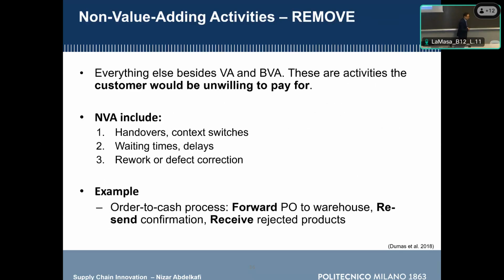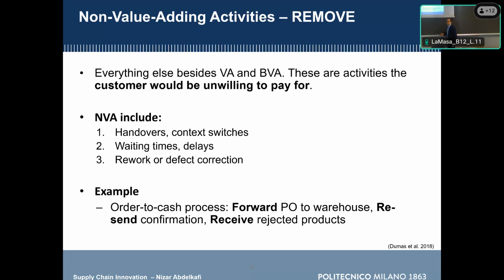And then we have the non-value-adding activities that have to be eliminated altogether. Why? Because they are waste. We are doing them, although they are not necessary from a business perspective, and also customers are not willing to pay for them. Therefore, they have to be eliminated. We have handovers, for example, waiting times, delays, etc. These are not the activities that companies should strive for and should try to implement. Rather, the company has to completely eliminate them.